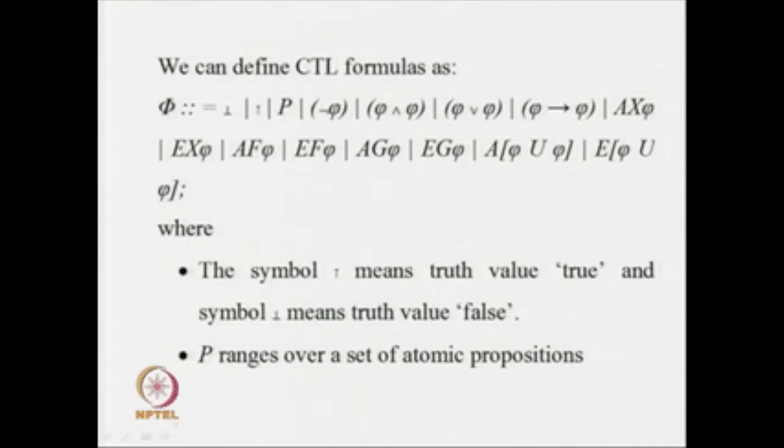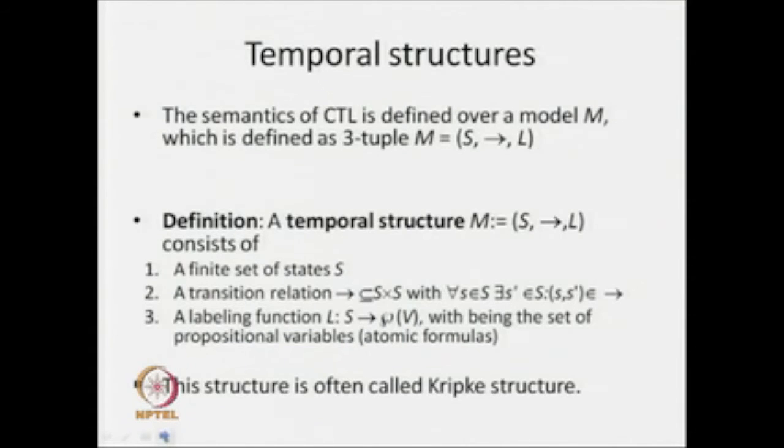We are going to define the truth values of temporal formulas with respect to a state of a model. Now, how are we going to define the semantics? To define a semantics, we need a model, which we call a CTL model, temporal structure or Kripke structure, because it has 3 components: a set of states, a transition relation and a labeling function. The labeling function is related to the atomic propositions which are true in a particular state, and we label that state with the help of those atomic propositions.